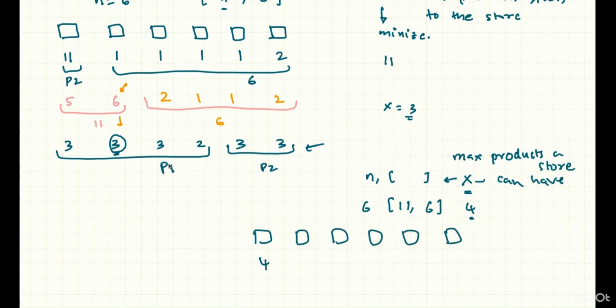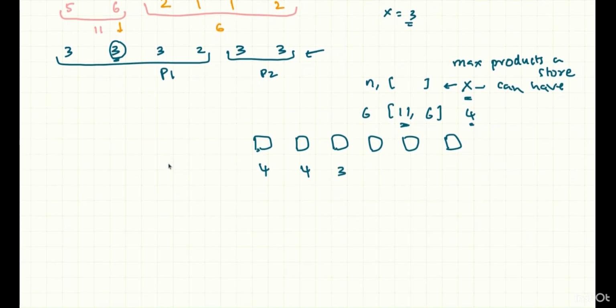So at any point of time I have a total of 11 products. Okay, so I can allocate a maximum of 4 products to the first store. I can still allocate 4 more products. I am done with my 8 products of P1. Still I have 3 more products, right? I can still allocate all my 3 products to the following store.